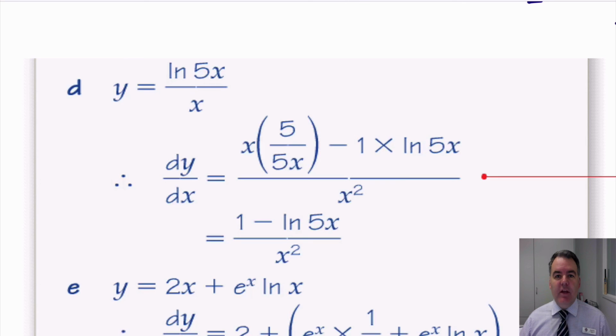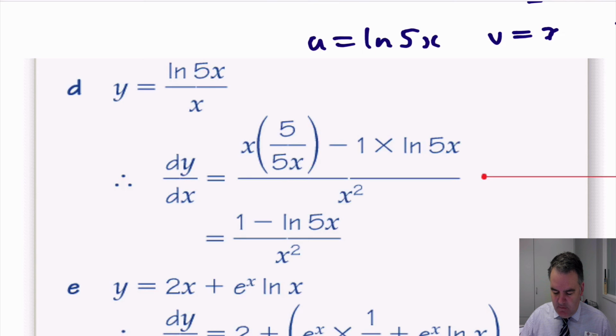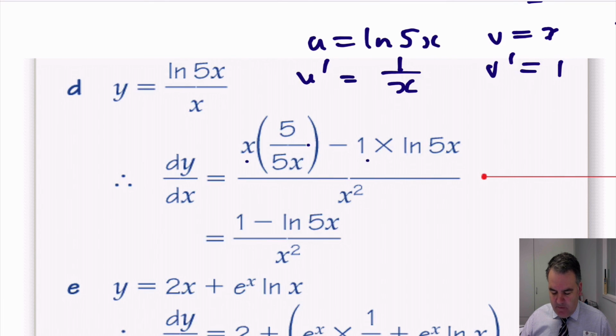In part D here, we're using the quotient rule. So u is ln 5x, v is equal to x. U dash. So ln 5x, the derivative would be 1 over 5x times 5. So 5 over 5x, which is actually just 1 over x. And v dash here is equal to 1. So we put that in the formula. U dash v minus v dash u over v squared. And simplify it. So 1 minus ln 5x over x squared. So there we go, using the quotient rule now.